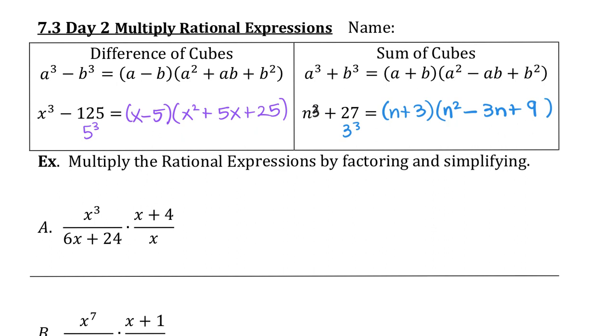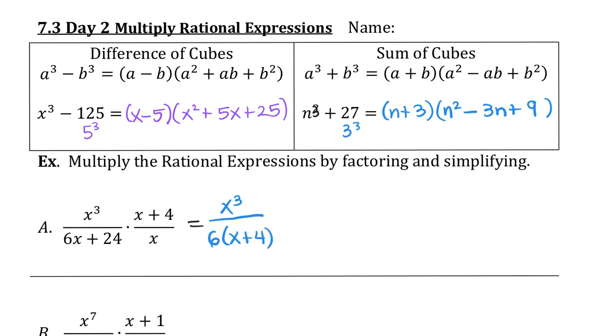Okay, now we're going to multiply the rational expressions by factoring and simplifying. So we're going to do just like we did when we simplified rational expressions, extended. Now there's going to be more than one. Since there's two fractions, I'm just going to start with the first one. The numerator has x to the third. I'm going to leave that x to the third because it's already a monomial. Between the 6x and the 24, they have a common factor of 6. So 6 times x is 6x, 6 times 4 is 24.